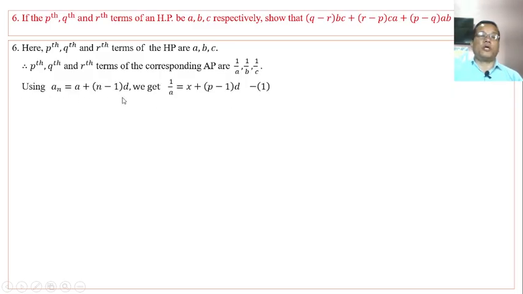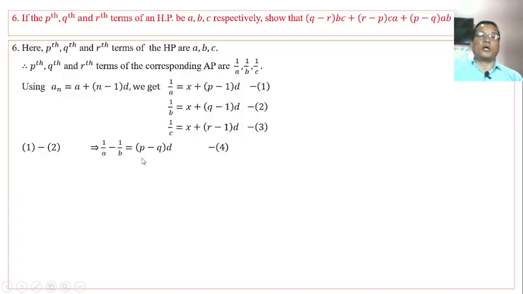Using this formula for an AP, we get 1 by a as the pth term, a plus p minus 1 times d. Assume now 1 by b as the qth term and 1 by c as the rth term. Equation 1 minus 2, and then equation 2 minus 3, with d and unknown a.